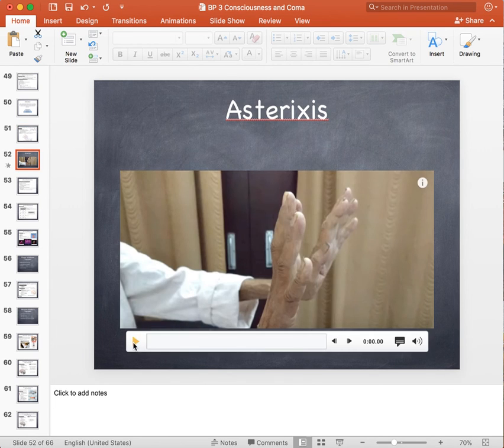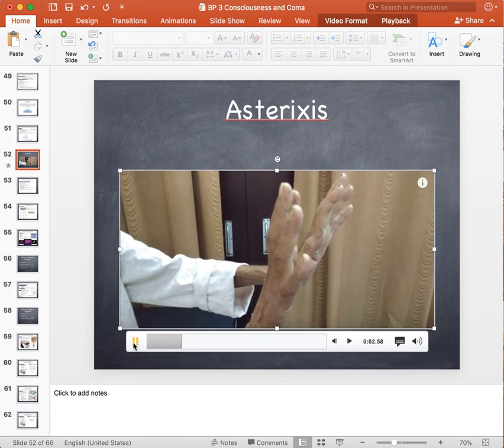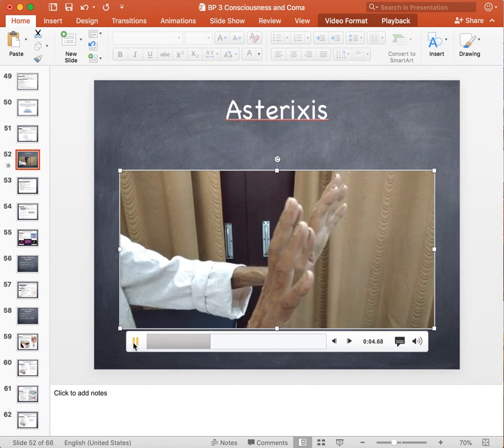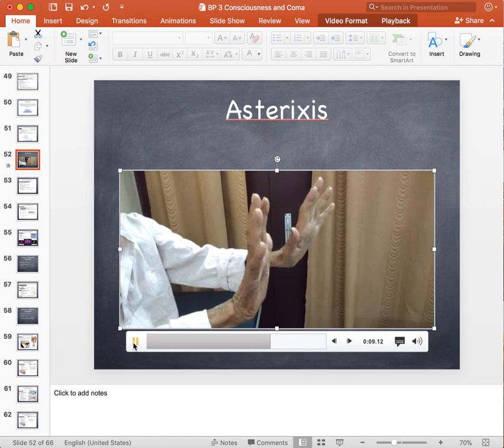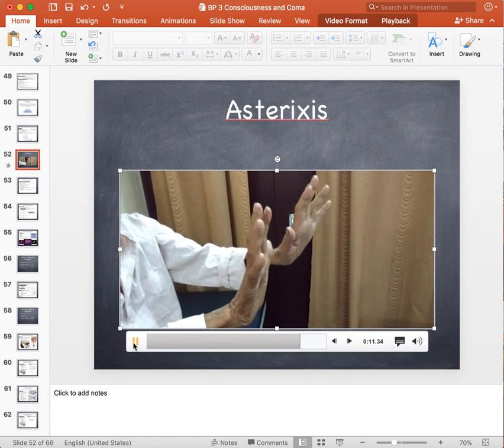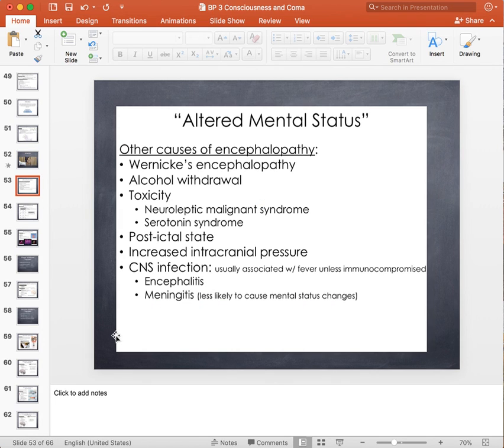So this is a subtle example, but you tell them to hold up your hands like you're stopping traffic. You have to have them do it first. Yep. All right. So check that in everyone you see in the hospital.